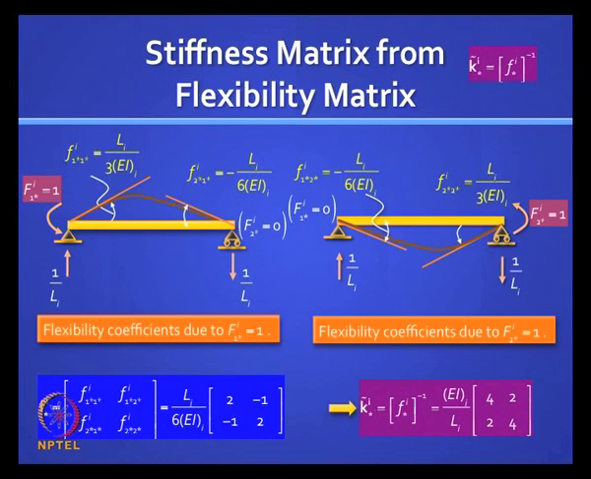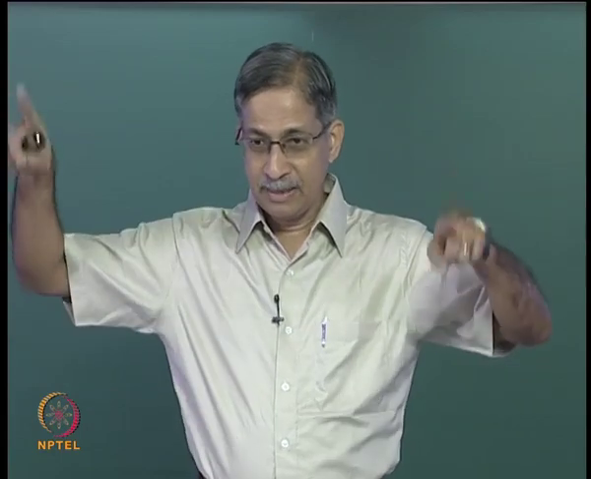Okay. Now let me ask you a simple question. How can you use a 2 degree of freedom element? How can it handle the deflections in your structure? Remember, your global coordinate system has not only rotation, it also has deflections. With this 2 by 2, can you handle it? This is an important question to ask. Is it clear?